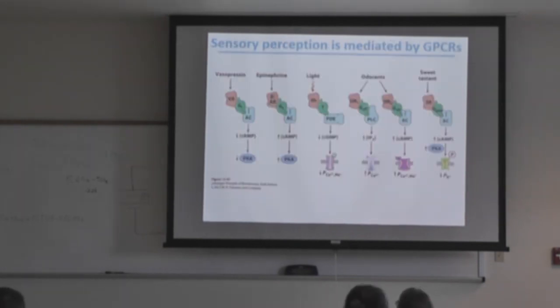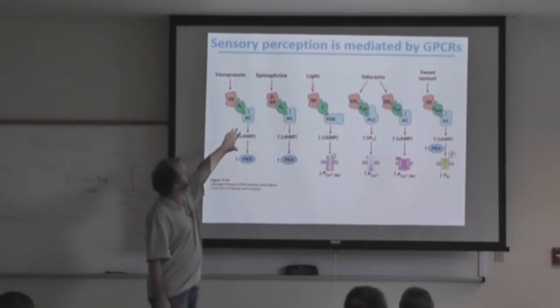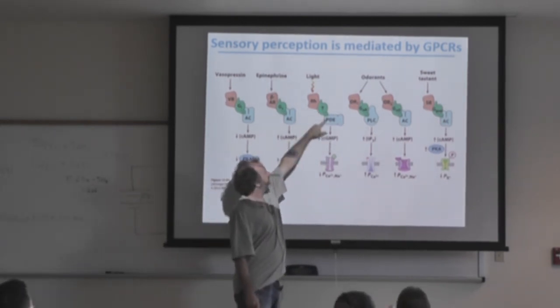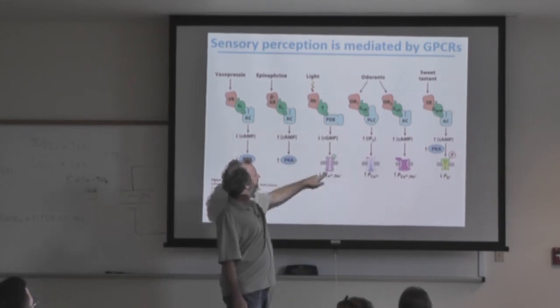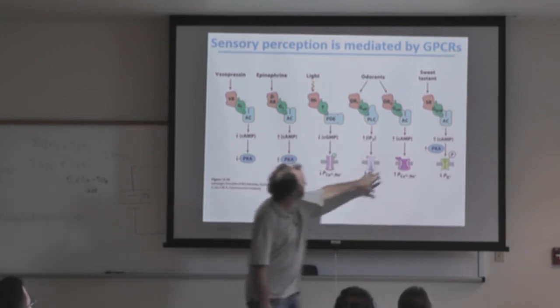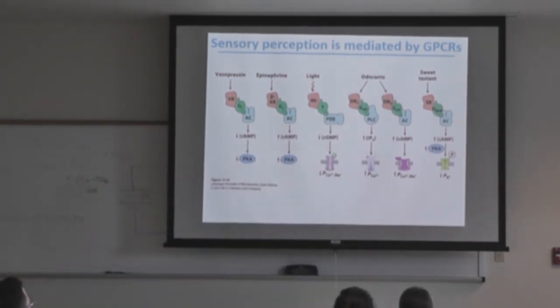Sensory perception is also mediated through G-protein coupled receptors. So vasopressin, epinephrine, G-protein coupled receptors. Then you have light. So you have rhodopsin as a G-protein coupled receptor, which decreases cyclic GMP, closing a calcium-sodium channel. Odorants work in a similar fashion, and so does taste. And I think we look at different examples here.